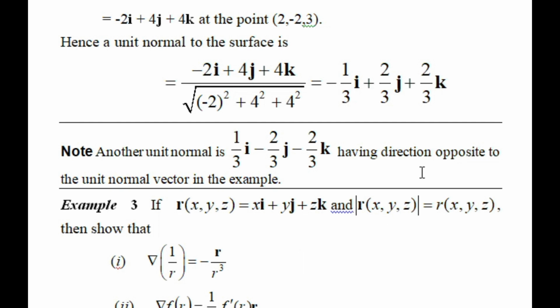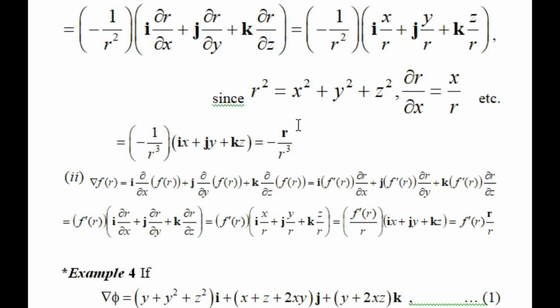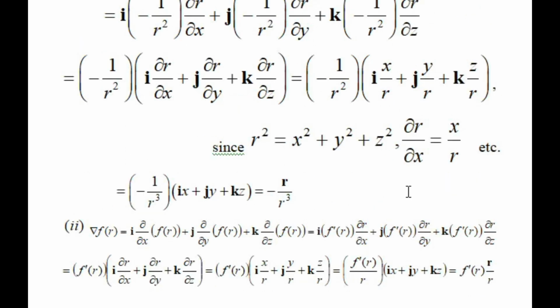So here we use that idea. r squared is equal to x squared plus y squared plus z squared. What happens? We differentiate it throughout. Then what we get? 2r times del r by del x is equal to 2x. The remaining terms, y squared and z squared, have derivative with respect to x equal to 0. So we get 2r times del r by del x is equal to 2x. So the 2 will get cancelled.